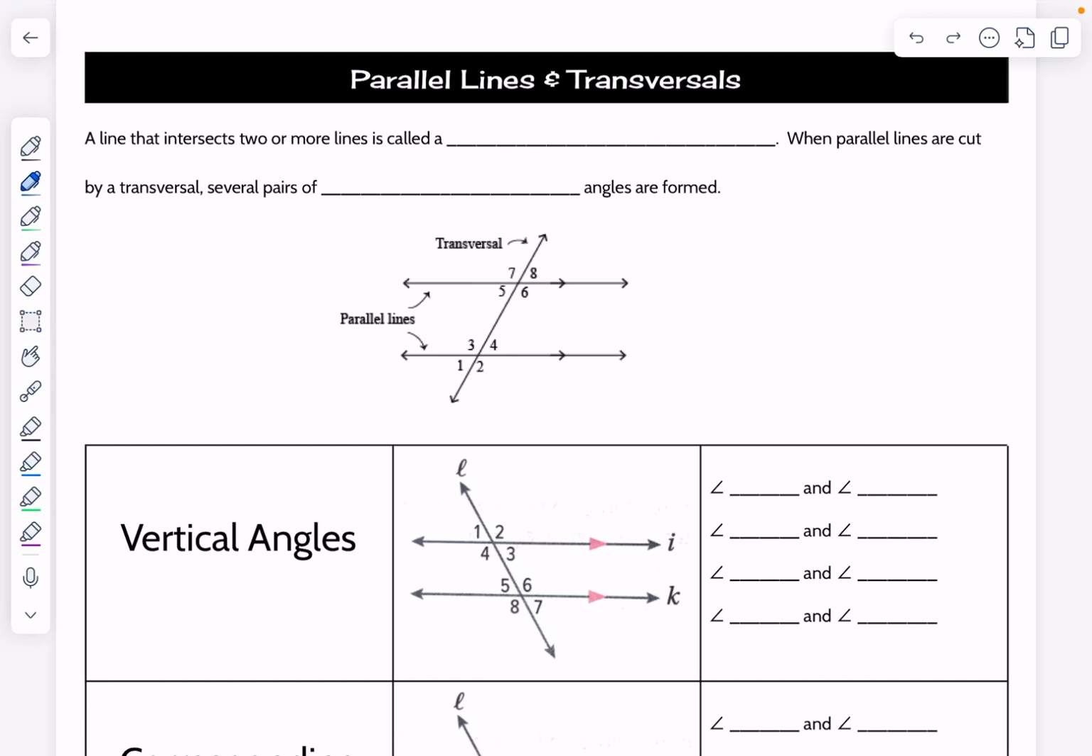Hey everyone, today we'll be talking about parallel lines, transversals, and the angle relationships that are formed from them. A line that intersects two or more lines is called a transversal. So you can see here, the line intersects two parallel lines, and it forms several pairs of congruent angles.